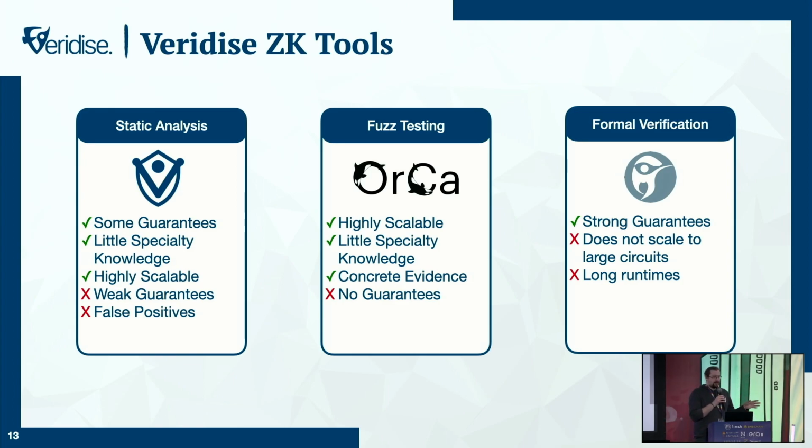But on the other side, while it does provide some guarantees, they're fairly weak when you compare it to something like formal verification. And also with static analysis, you have to worry about things called false positives. And so that means that not everything that the static analyzer identifies is going to actually be a bug.